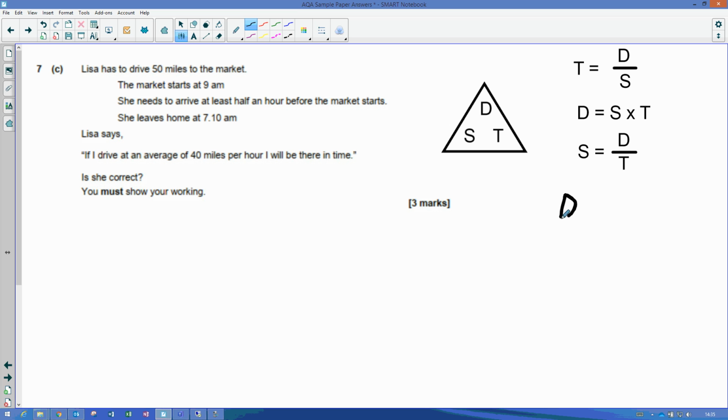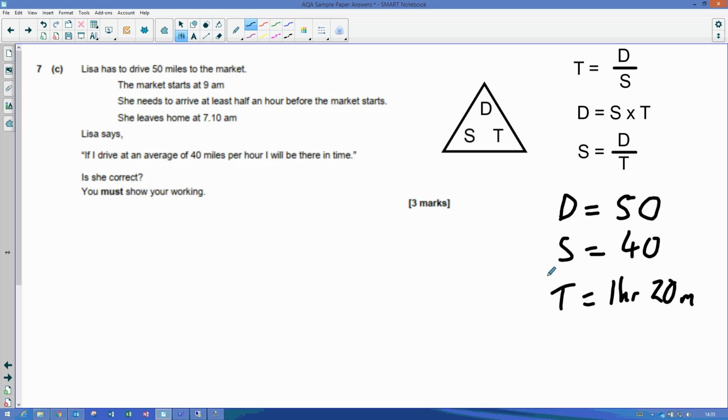The distance we still know is 50 miles. The speed we still know is 40 miles an hour. The time we know is 1 hour and 20 minutes. And this is the problem bit.